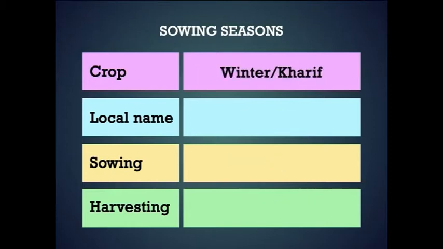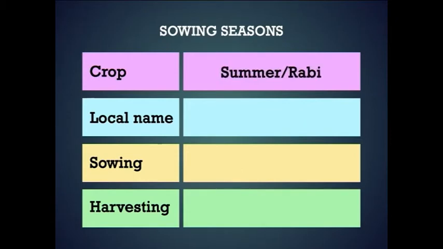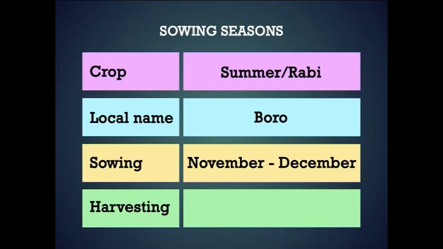Next is winter season or kharif season rice, also known as aman or sali rice. Sowing may be started in the month of June and may be continued up to July, and the crop matures in the month of November and December. The next one is summer or rabi season rice. They are also known as Boro season rice, and the sowing may be done in the month of November and December, and the harvesting in the month of March and April.